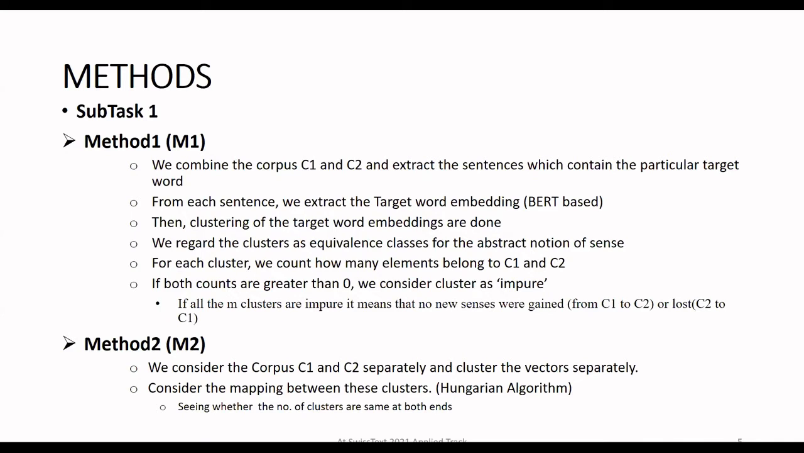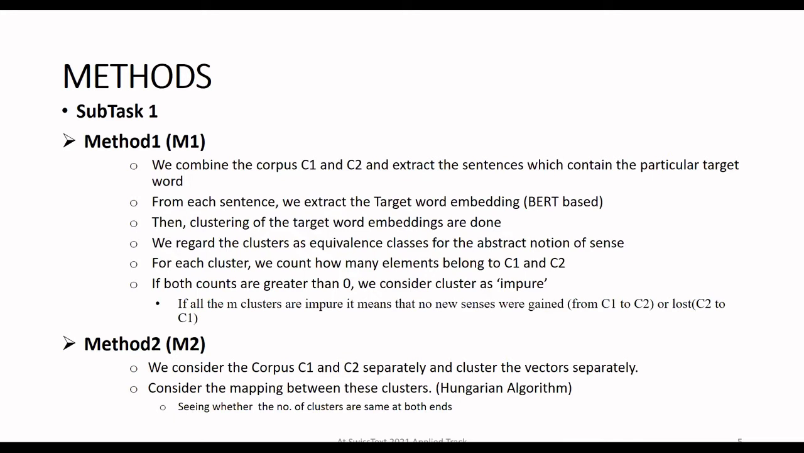So if the cluster contains elements belonging to both corpora, it means it is impure. If all the clusters are impure, it means there was no semantic change. If one particular cluster is pure, it means either essence was gained or lost: if all the elements belong to C1 and there is no element belonging to C2, then essence was lost. Vice versa, it means essence was gained. So that was the general notion.